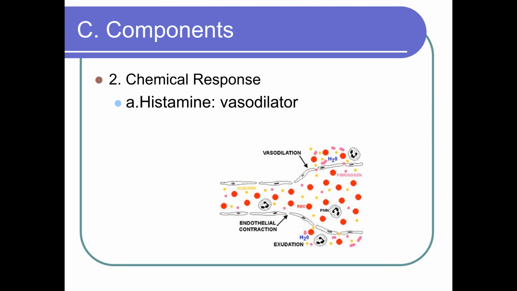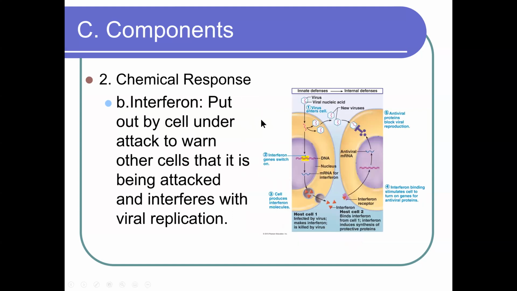Histamine's a vasodilator. The vasodilator allows these white blood cells, neutrophils here, macrophages, to go out into the system, and to be able to fight the infection on a local level.